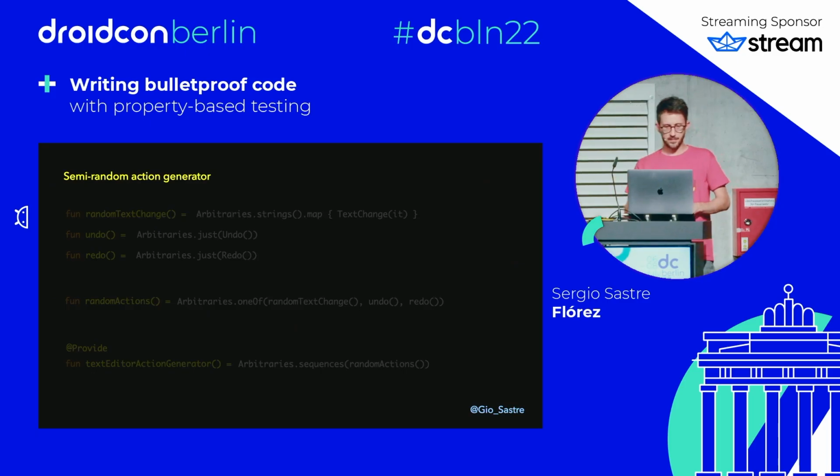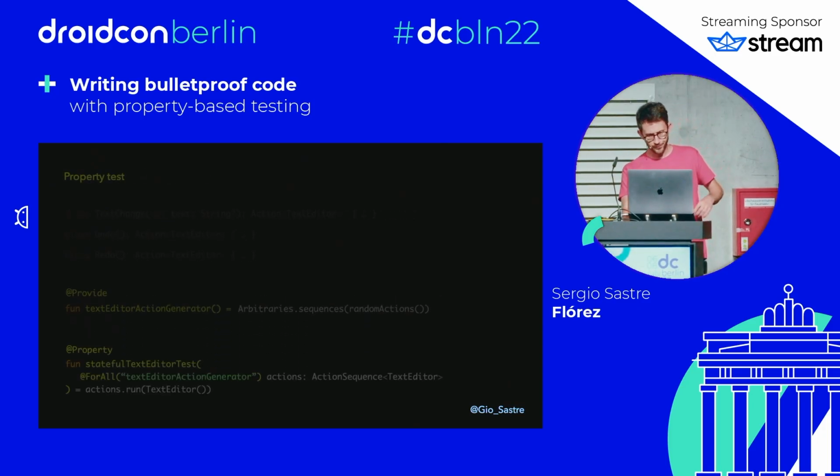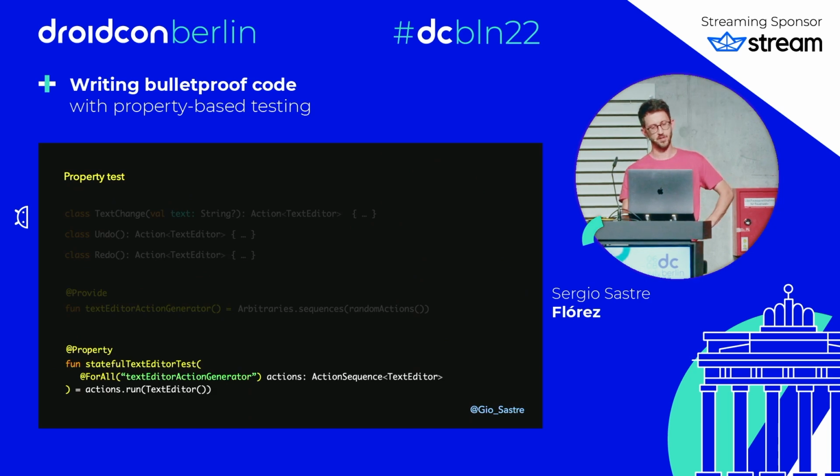So now, yeah, we are done with the semi-random action generation. It's time to write the property test. As we saw before, for that we need the property annotation. And we also pass the generator through the for all annotation, as before. The test itself is just a method to call run the arbitrary sequence of actions that we have passed as an argument. It's as easy peasy as this.